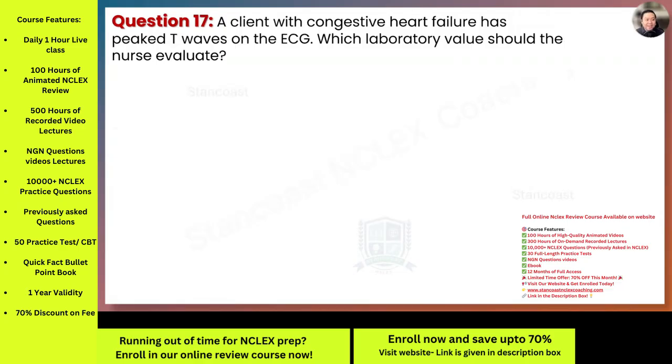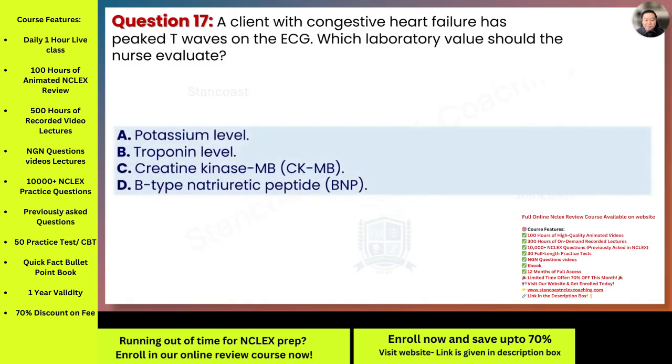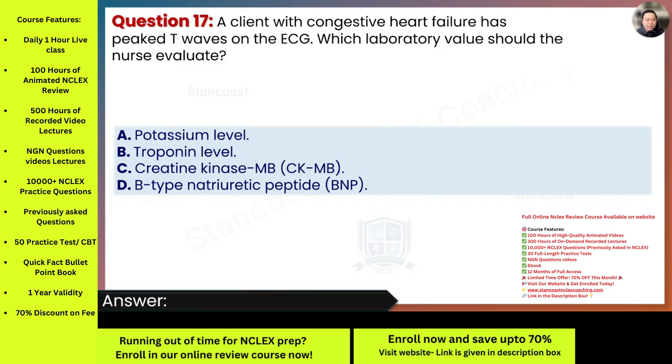17. A client with CHF has peaked T waves on the ECG. Which laboratory value should the nurse evaluate? Options: A, potassium level; B, troponin level; C, creatine kinase-MB; D, B-type natriuretic peptide, or the BNP. The answer is letter A. Why is letter A the correct answer?